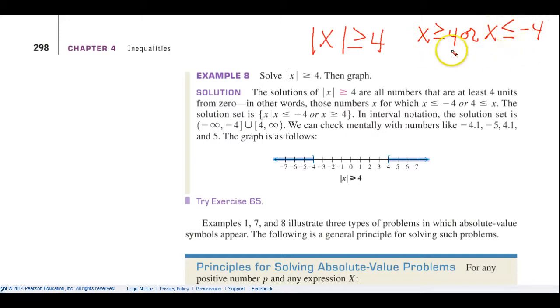Now we have done these already. So how do you graph it? Well, you're going to put a bracket at negative 4 facing this way, a bracket at positive 4 facing this way. This is a disjunction. And notice how you write it in set builder notation, how you write it in interval notation. We've done these already. And how it looks in a graph. Okay?